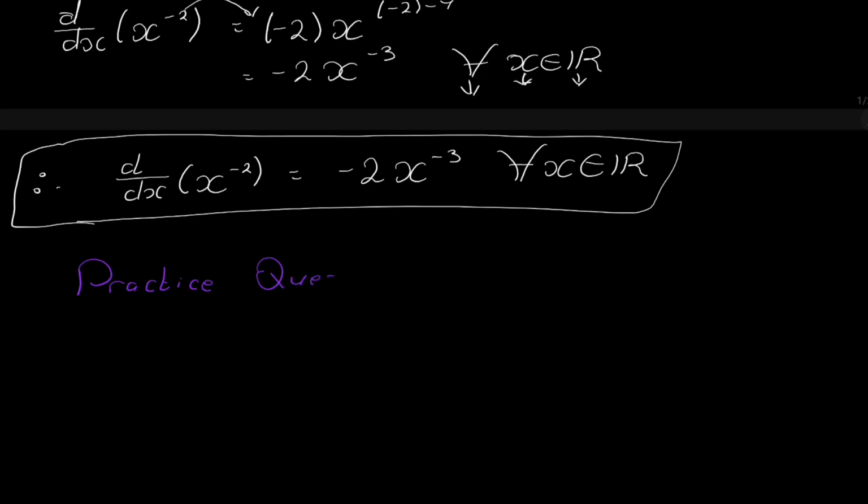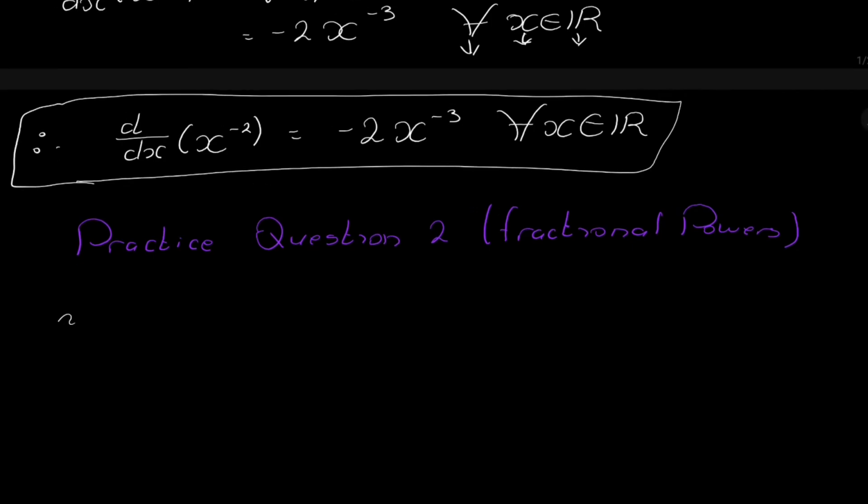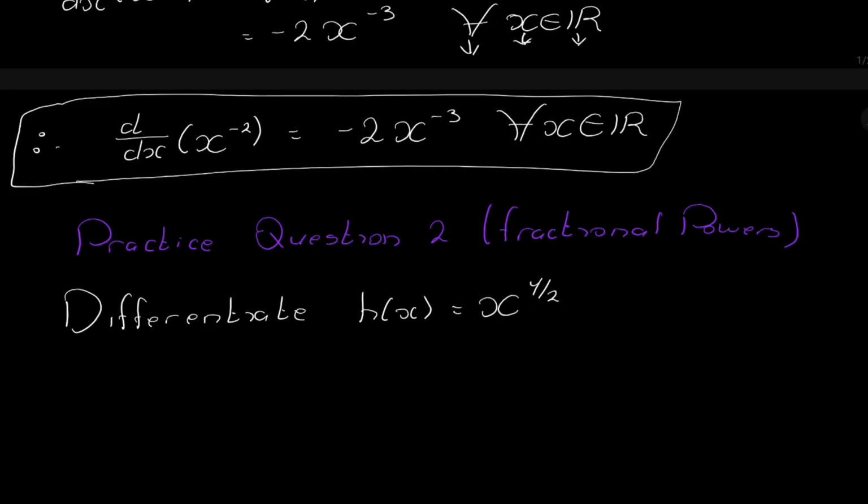Practice question 2. We are going to work with fractional powers. So what does the question say in this case? Differentiate h of x equal to x to the power half. If you observe very well, this is the same thing as the square root of x, and our power in this case is fractional. So we are going to follow the same methods which we applied in the first two questions.